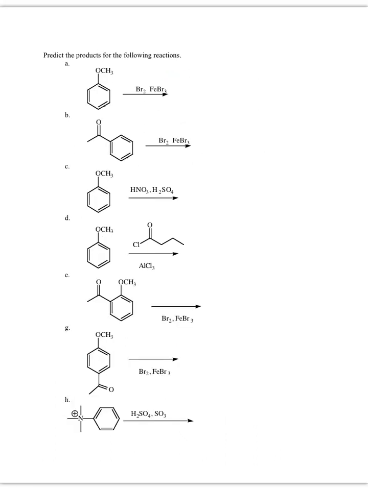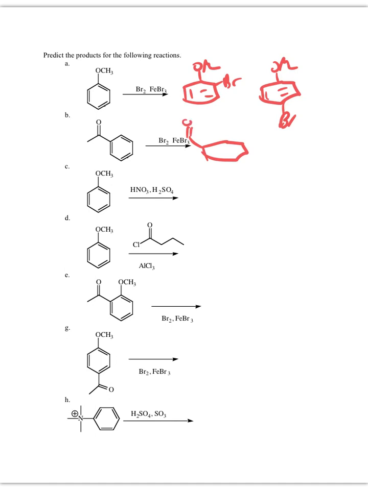So here we have predict the products for the following reactions. We have a donating group in the first one, so we have to draw 2 products, the ortho and the para, disubstituted brominated compound. The next one's a withdrawing group, so it's going to give 1 product, bromine meta. The next one is an OP director, so 2 products, of the ortho and para nitroanisole.